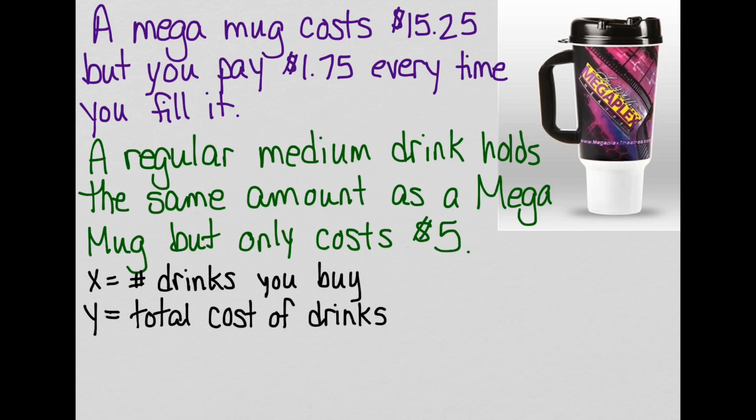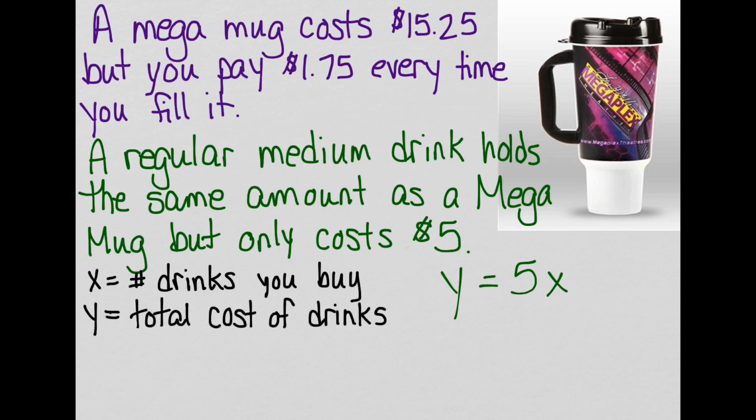So let's do the cardboard cup first. I think that would be a little bit simpler. So the cardboard cup, it's $5 every time you buy a drink. You buy 1 drink, it's $5. 2 drinks is $10. 3 drinks is $15. What am I doing there? I am multiplying. And what am I finding? I'm finding the total cost. So the Y would equal $5 times how many drinks I bought in the cardboard cup. Oh, that's a pretty simple equation.